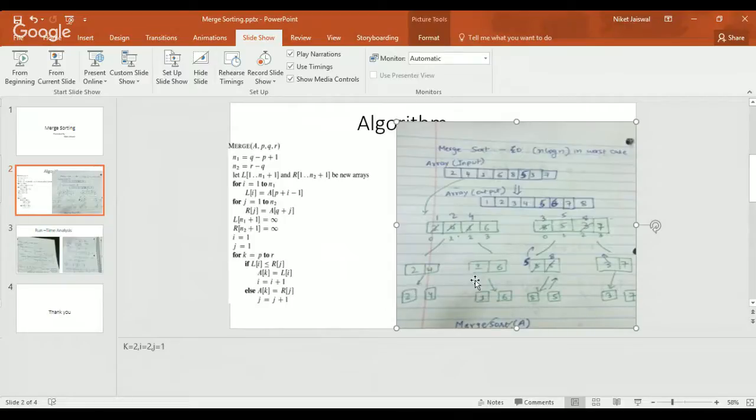Again i is 1, j is 1. So is L of i, 2, less than 1? No, so it goes to the else part. My A of k, because I am going to fill this part, gets the first element, which is 1. When this is 1, my j has increased from 1 to 2. Now this is 6 and this is 2. Is 2 less than 6? Yes. Now this is my 2.